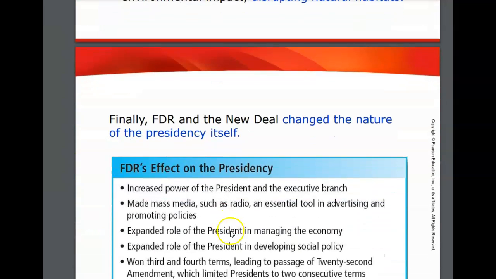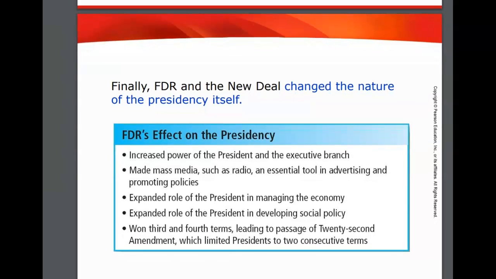And then finally, FDR and the New Deal changed the nature of the presidency itself. Okay? The office of the presidency itself. And probably in no area did FDR have a greater impact than on the office of the president. The government, of course, expanded in power. The creation of many new federal agencies expanded the power of the government and expanded the power of the presidency, and it gave the executive branch much more power.